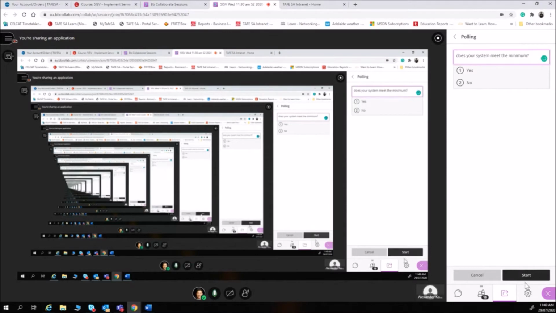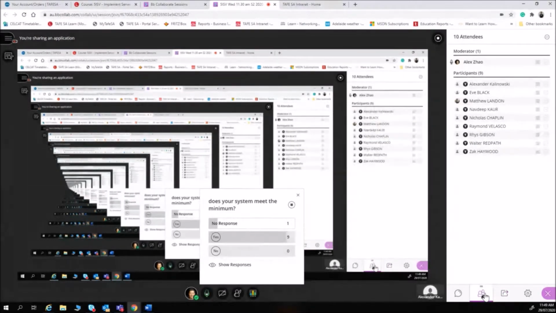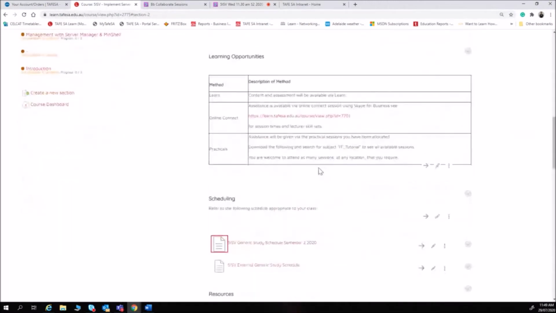I think from just a quick poll: does your system meet the requirements, as in 16 gigs of RAM, a solid state hard drive with probably at least 120 gigs free? Okay, so let's have a look at the results. Yep, looks like everyone's good, so no need to worry here.